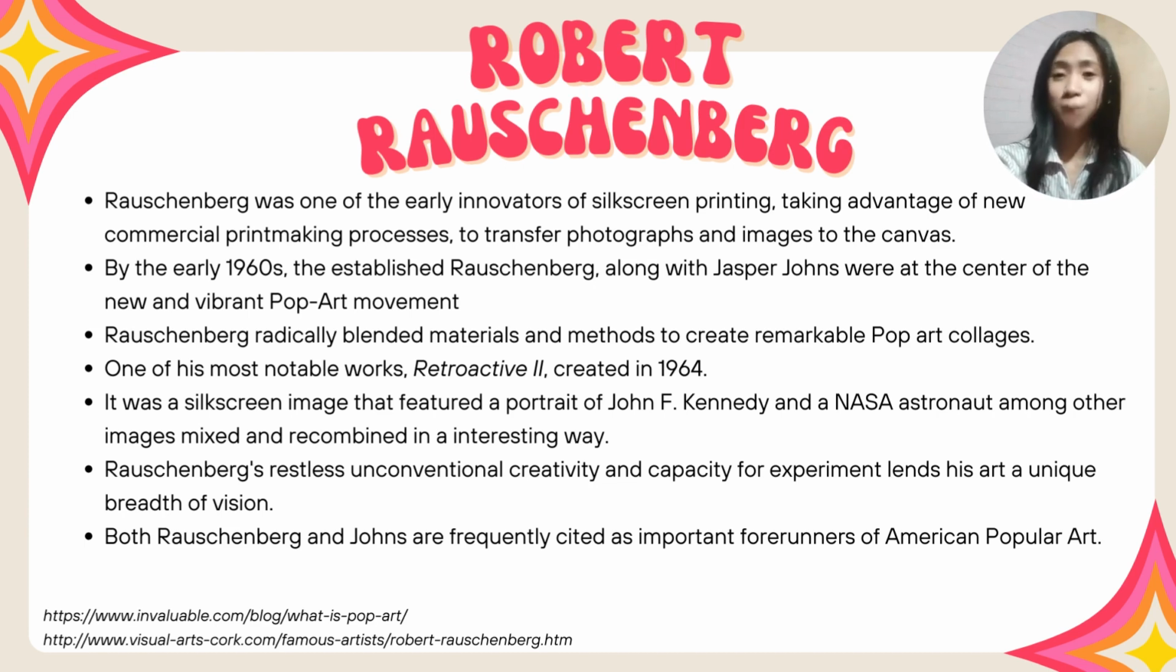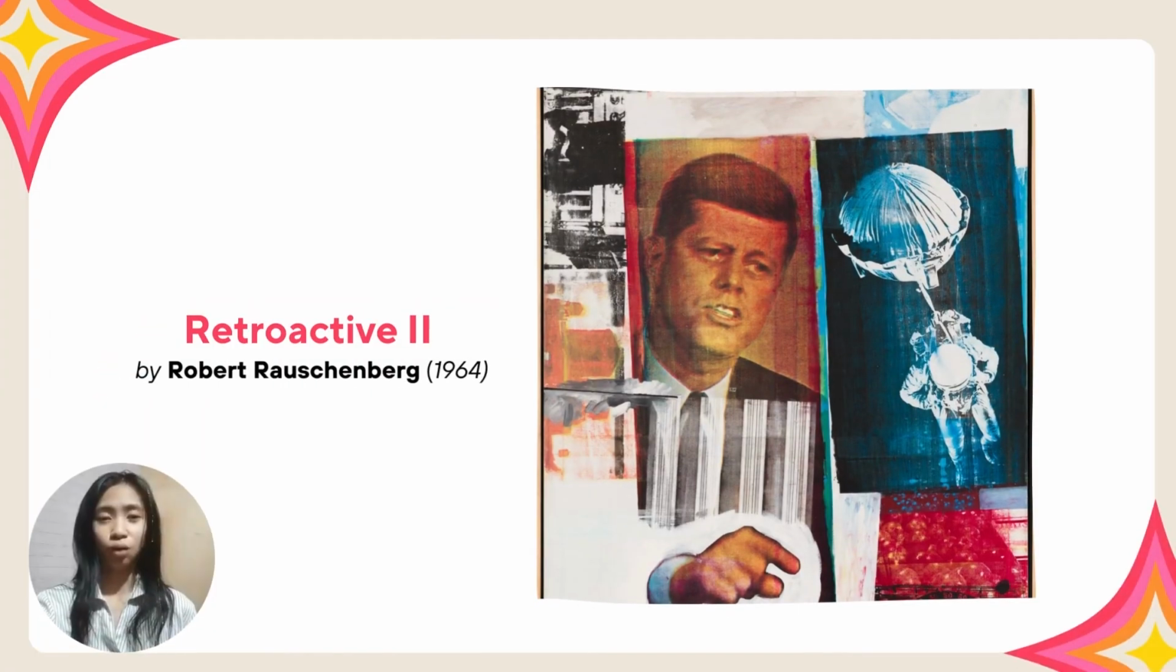Both Rauschenberg and Johns are frequently cited as important forerunners of American pop art. So this is one of his famous works. I searched for Retroactive 2, but there is no such information about it. So Retroactive 2 is oil, silkscreen, and ink on canvas. It is an art piece by Robert Rauschenberg.